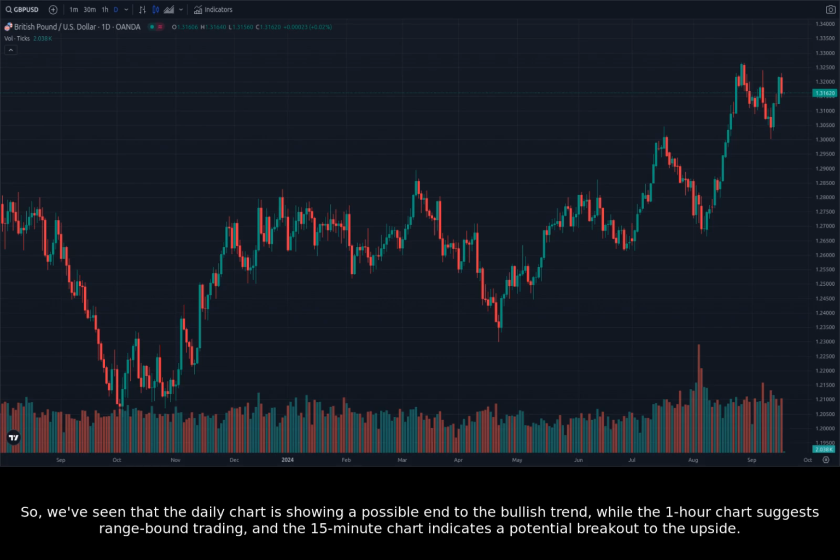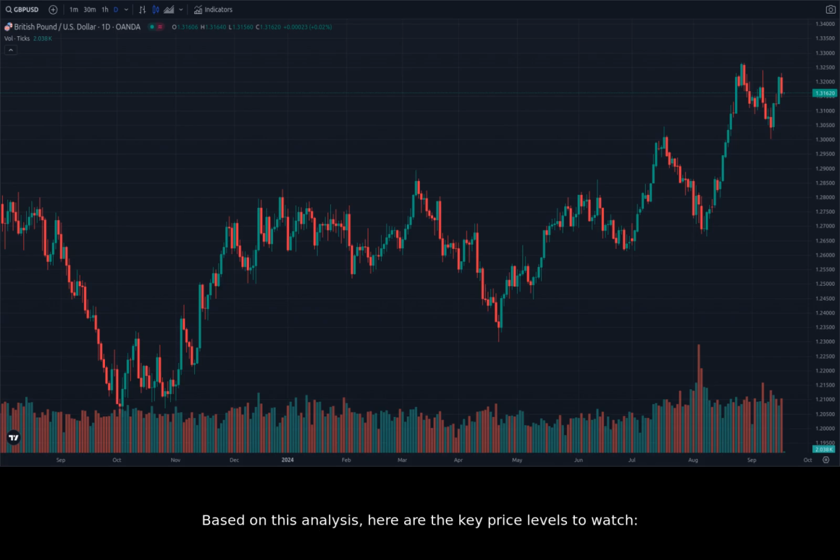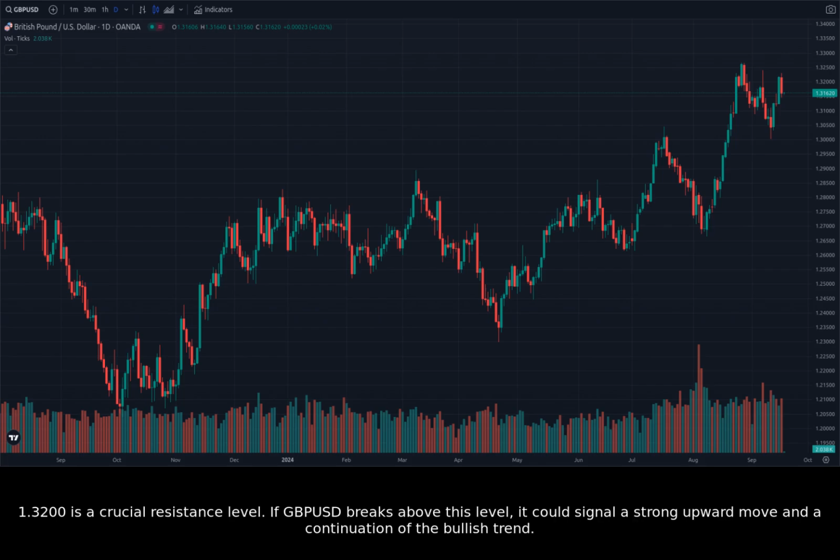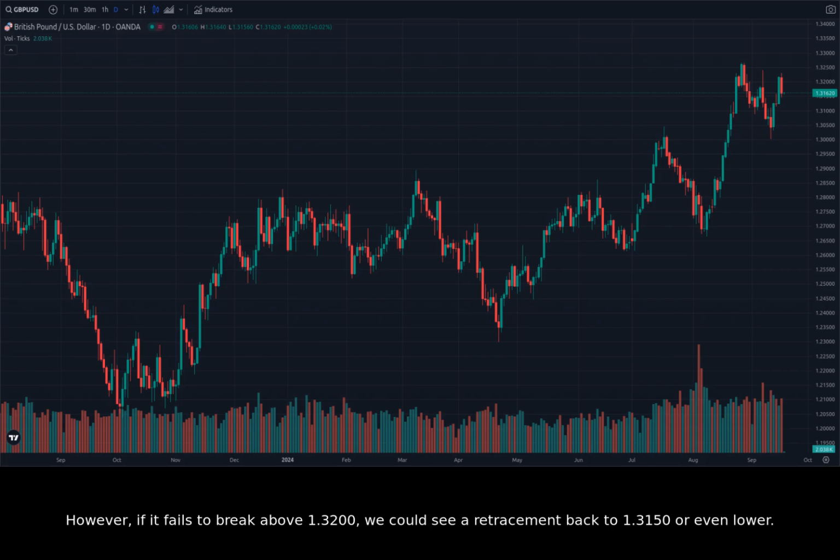So, we've seen that the daily chart is showing a possible end to the bullish trend, while the 1-hour chart suggests range-bound trading, and the 15-minute chart indicates a potential breakout to the upside. Based on this analysis, here are the key price levels to watch. 1.3200 is a crucial resistance level. If GBPUSD breaks above this level, it could signal a strong upward move and a continuation of the bullish trend. However, if it fails to break above 1.3200, we could see a retracement back to 1.3150 or even lower.